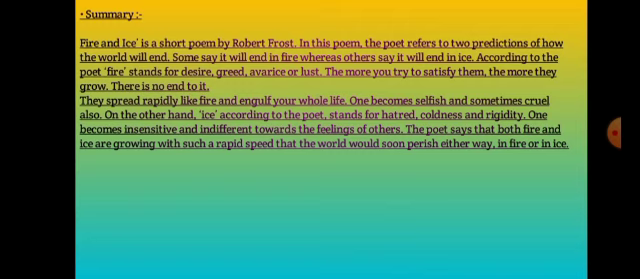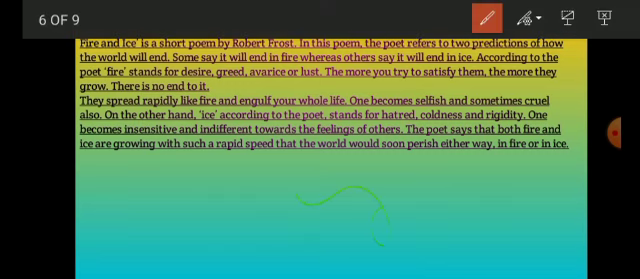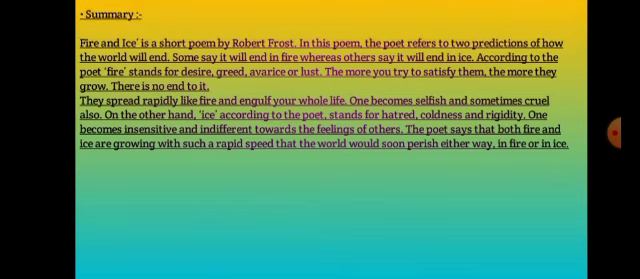On the other hand, ice, according to the poet, stands for hatred, coldness, and rigidity. One becomes insensitive and indifferent towards the feelings of others. The poet says that both fire and ice are growing with such rapid speed that the world would soon perish either way, in fire or in ice. So this is the summary of this poem, Fire and Ice. You can just have a look at this summary. If you want, you can even take a screenshot. This summary is what I actually explained in the earlier slides. The summary is very short and crisp, so you can note it down in your notebook if you want.